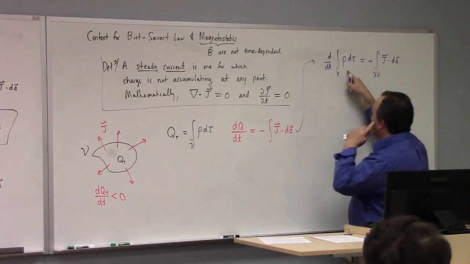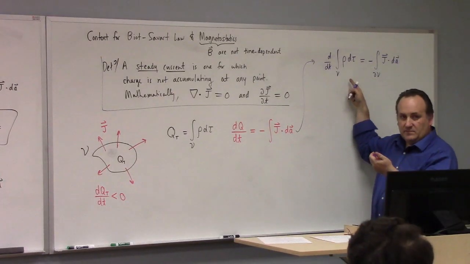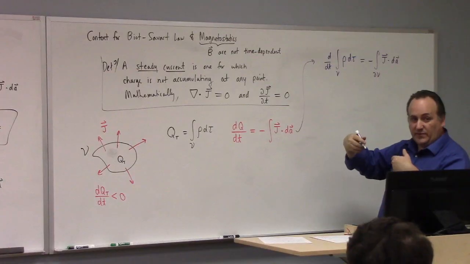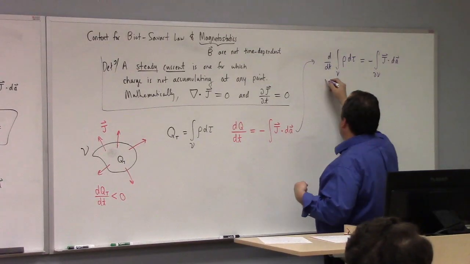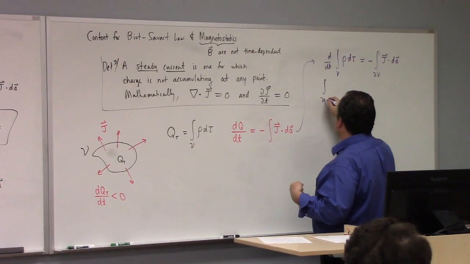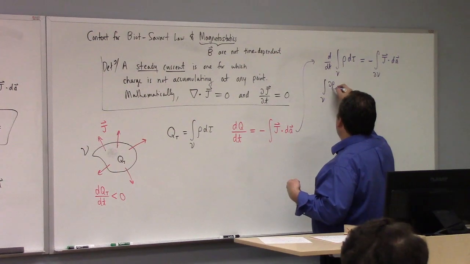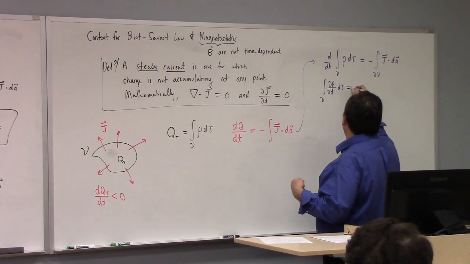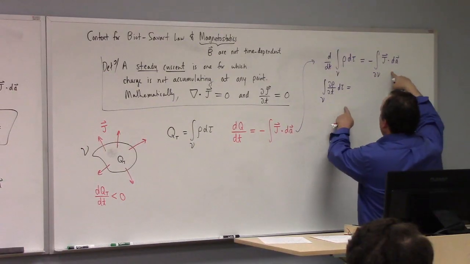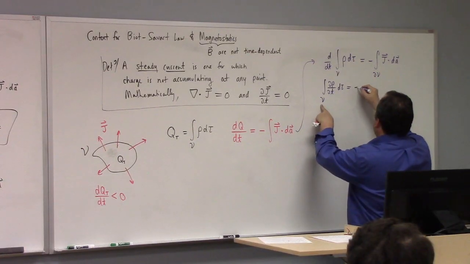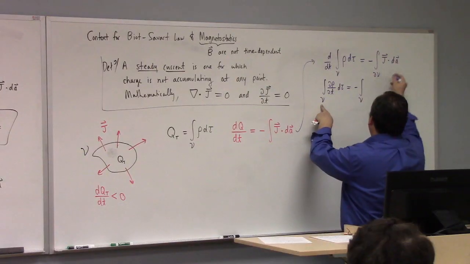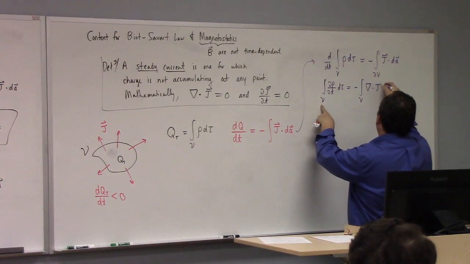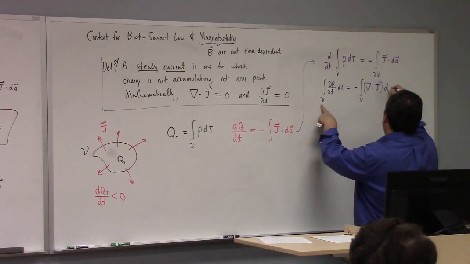this is a number, the total charge. So it makes sense that this is a total derivative, but once we bring it inside, it has to be a partial derivative because we're differentiating a function of several variables. So partial rho, partial t, d tau. And on this side, how can we convert that to a volume integral? How about this? That's minus the integral over the volume of the divergence of j, by the divergence theorem. Woohoo!